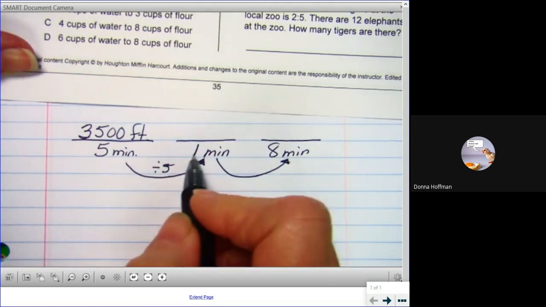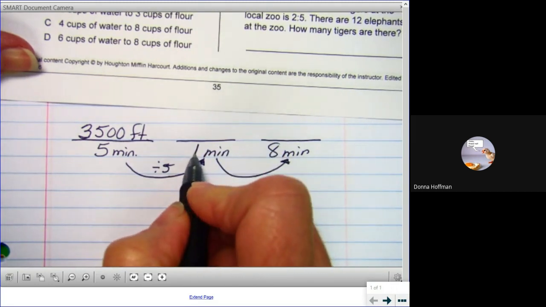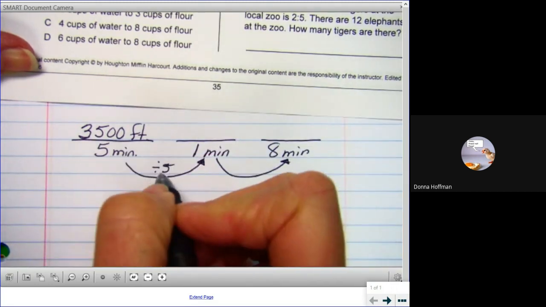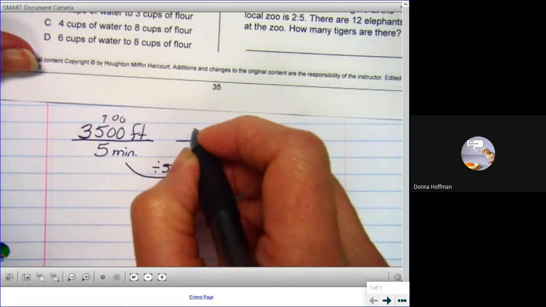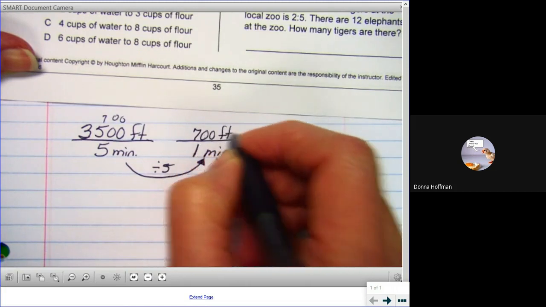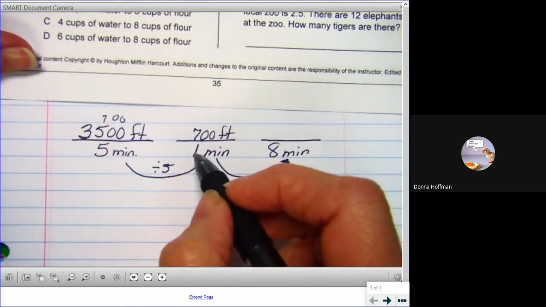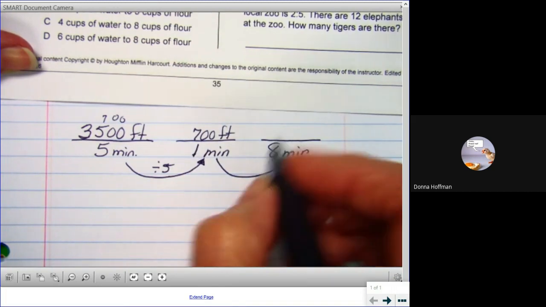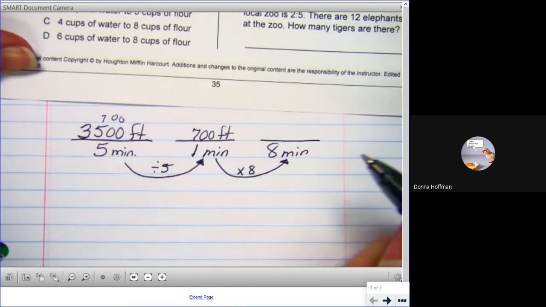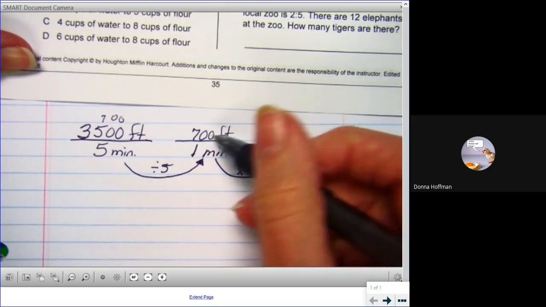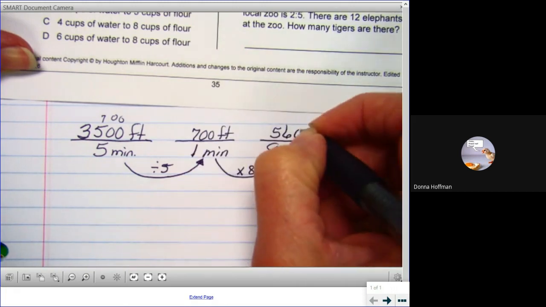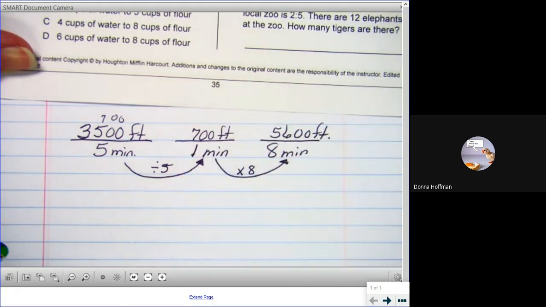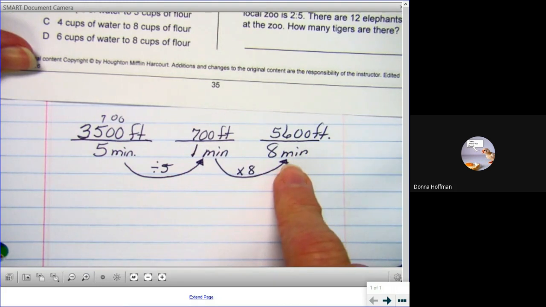So 5 divided by 5 takes me down to the 1 unit that I need. And then 35 divided by 5 would be 7. And then add in your zeros. So then you ask yourself, 1 times what number would give me 8? And of course, that's 8. So what I do to the bottom, I got to do to the top. 7 times 8 is 56. Add my zeros. And in 8 minutes, she is going to jog 5,600 feet.